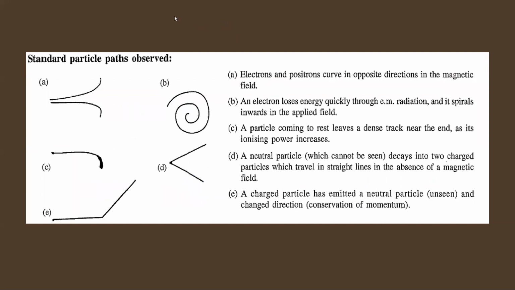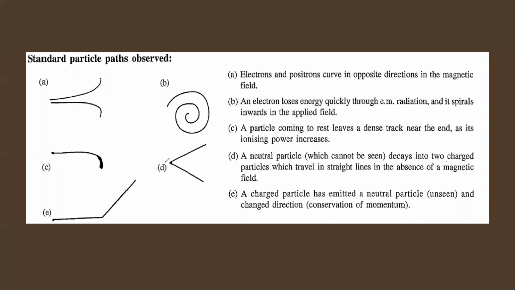So similarly, what A is representing: electron and positron curve in opposite directions. B is an electron losing energy through radiation, like an inward spiral. So the electron was moving, it is losing energy, so the radius is decreasing. C is the particle coming to rest, leaving a dense track near the end as its ionizing power increases. The dense track here refers to greater ionization.